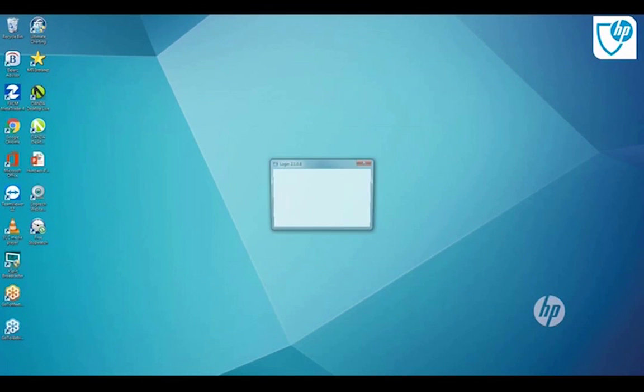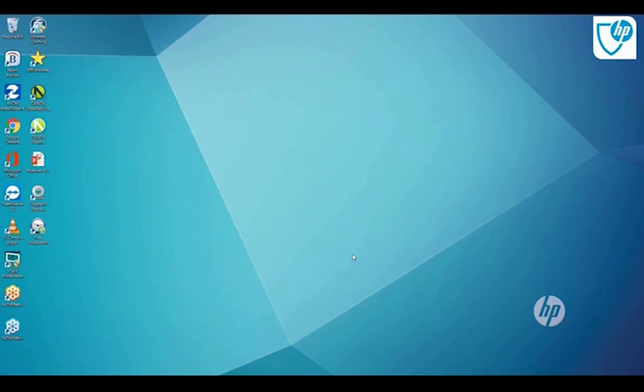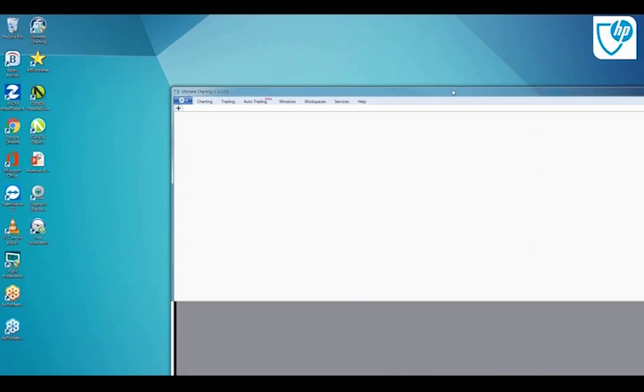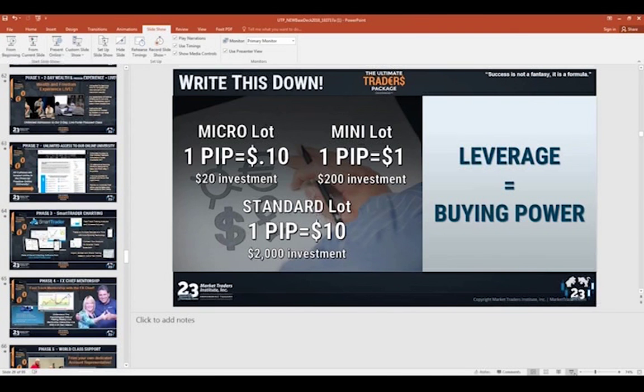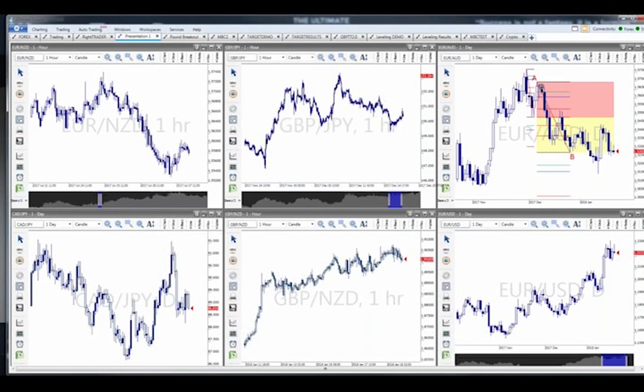So I'm going to bring up my charts, and what you'll be looking at is what is called the Ultimate Charting Software. This is our own proprietary trading platform that we've developed internally here at Market Traders Institute. We spent a lot of blood, sweat, and tears, let alone millions and millions of dollars, creating what we believe is the best trading platform in the world. We've got a lot of our own proprietary tools, a lot of our own patent pending technology that you're going to get to see.